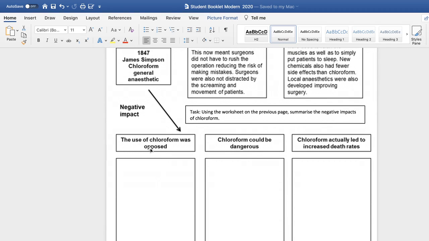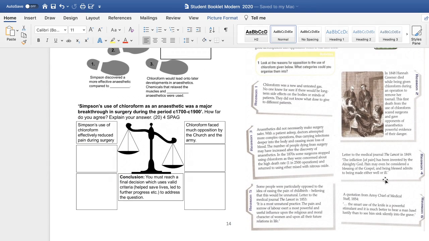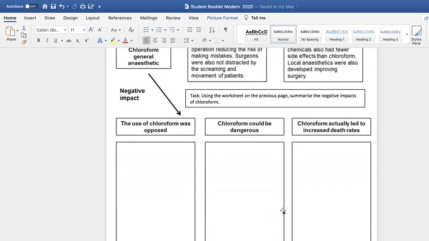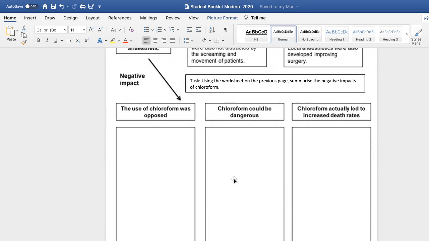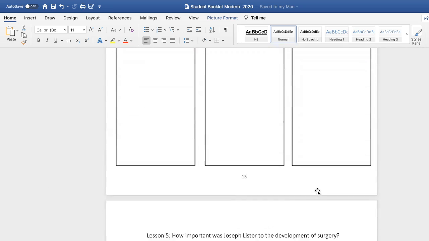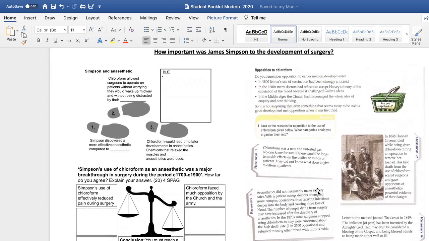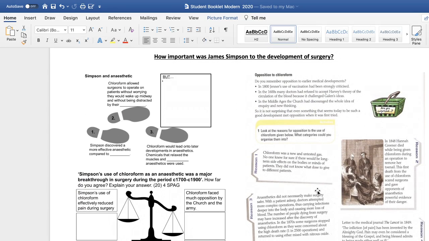The use of chloroform was opposed. By whom? Read through it and tell me who opposed it. You've got one here, another one here, another one here. Read through it and summarise why people opposed it. Tell me why people thought it was dangerous, and give some examples of how it led to an increase in death rates. You're just reading that information and then summarising.